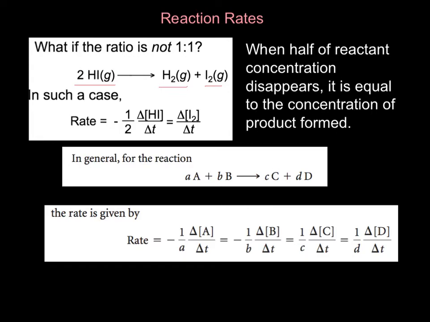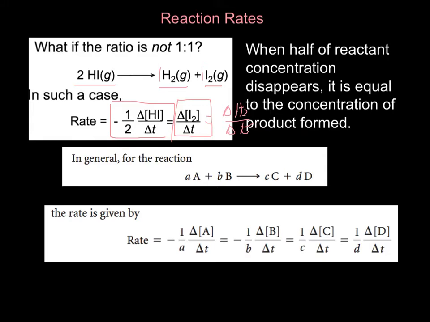In this case, the rate equals the disappearance of negative one half of my change in concentration of HI over delta t, which is equal to the appearance of the change in concentration of I2 over the change in time, t. I could also add on delta H2 over change in time. I didn't there, but I could because they're both 1 to 1.